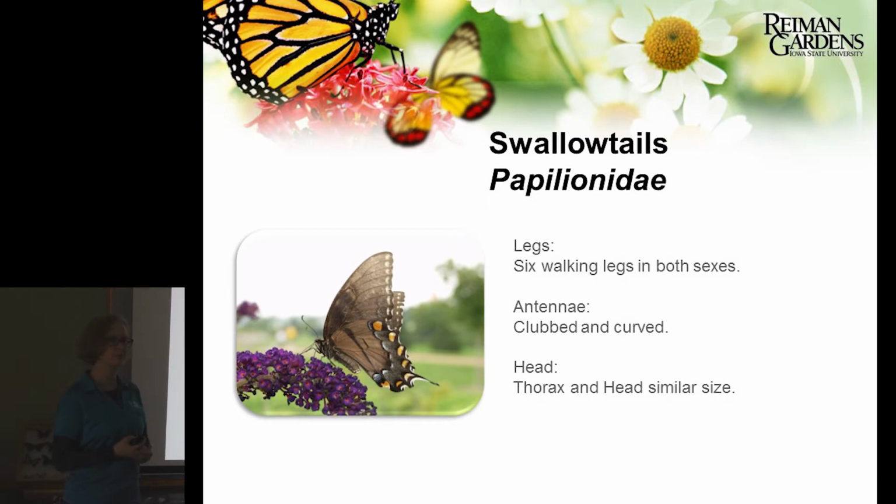So let's start with the swallowtail family first. These are some of the largest butterflies we have in Iowa. As far as legs, swallowtails use all 6 of their legs as walking legs. Their antennae are clubbed and curved. So if you notice, they have a thickened end, but they also have a curve to their antenna on the end. And their thorax and their head are similar in size.